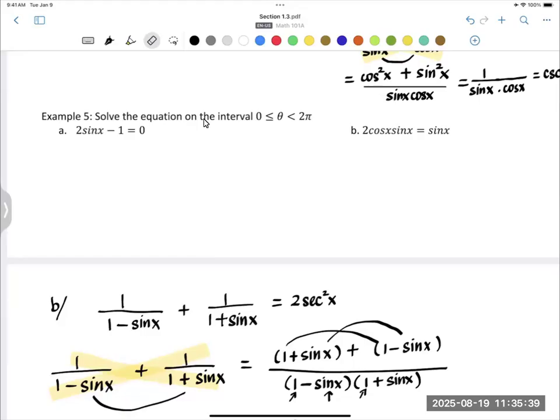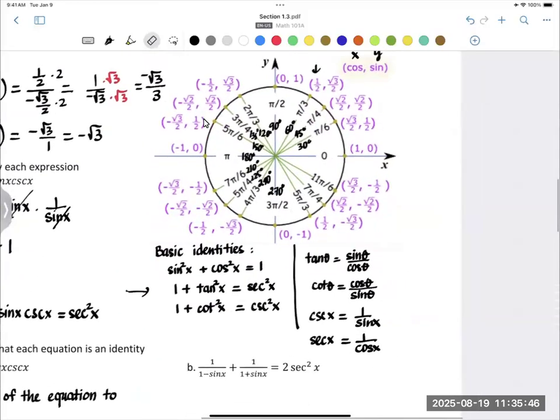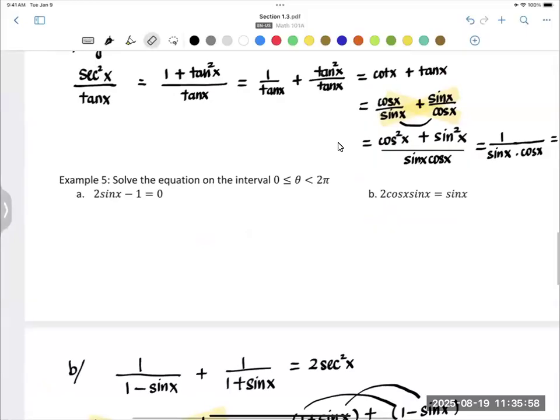So, for example, we know from the unit circle, right, we know pi over 6. Let's take a look at pi over 6. I know sine pi over 6 is 1/2. Cosine pi over 6 is √3 over 2, right? So we have sine pi over 6 is 1/2.